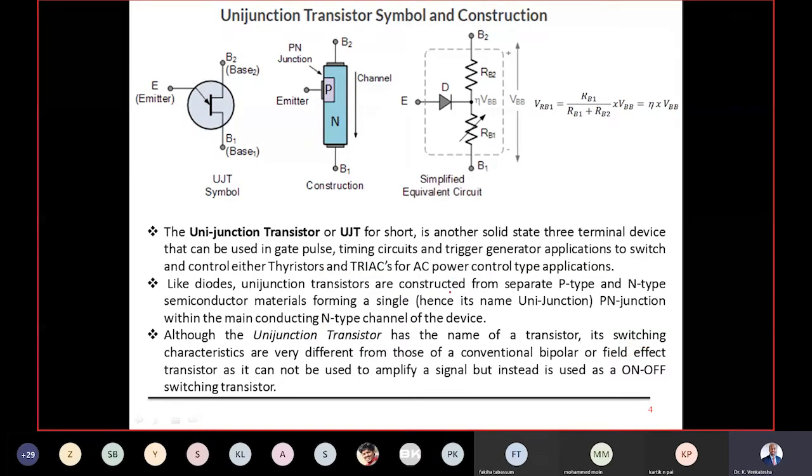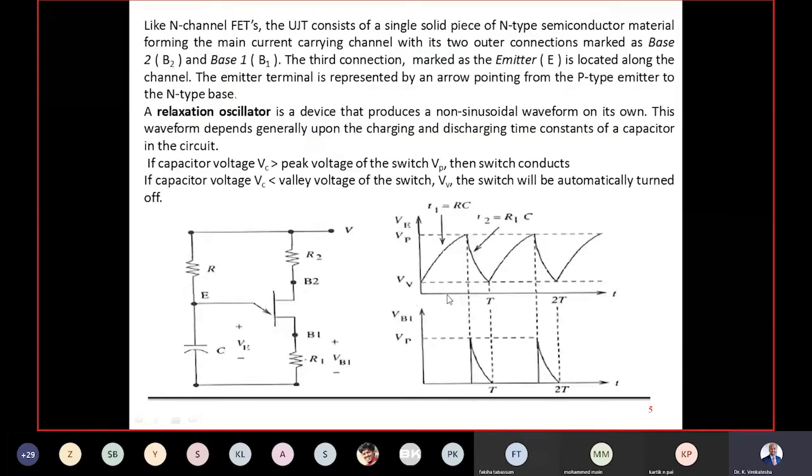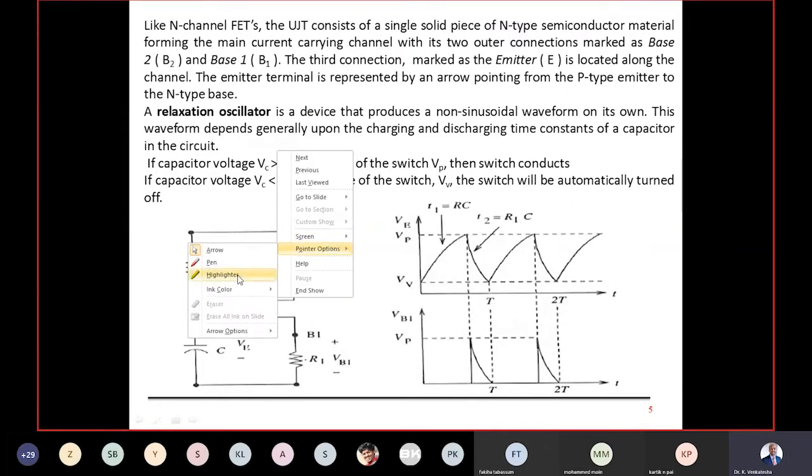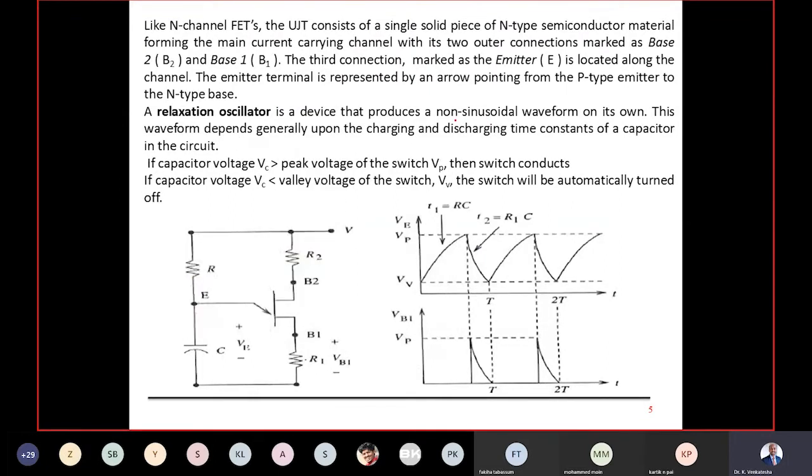Continuing to this, as I told you, it is called a relaxation oscillator. The very reason is that it is going to generate a non-sinusoidal waveform on its own, depending upon the RC elements there. This is the first circuit. Let us see how the circuit functions. Now, this is a very simple circuit. This is my main supply voltage V, and these are some RC elements.